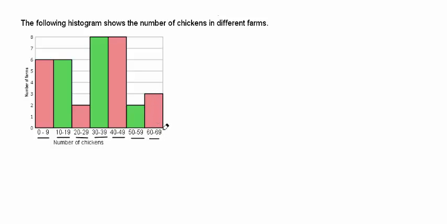Note that because you have the data grouped into classes, it's impossible to find out, for example, how many farms have got 45 chickens. If you look at this bar, it only tells us that there are 8 farms that have got a number of chickens that's anything between 40 and 49, both inclusive. But you cannot read this bar and find out how many farms have got exactly 45 chickens in it. Let's now try and draw a histogram.